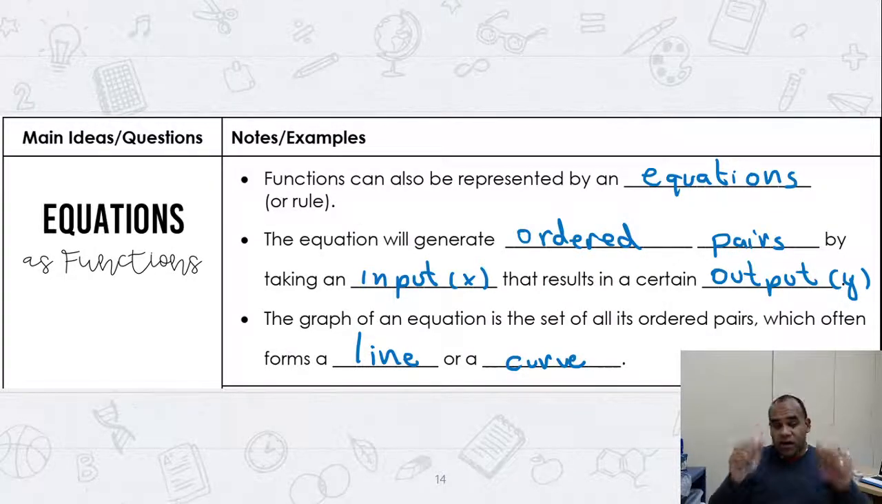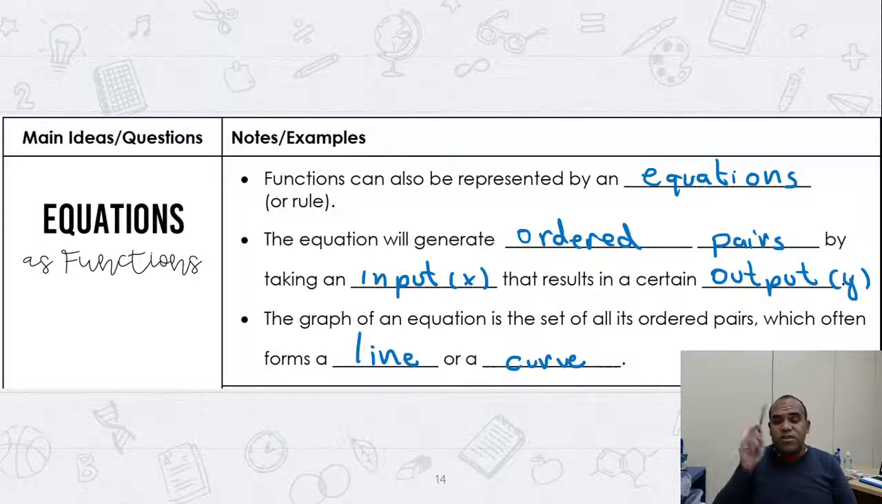I hope you remember our class about equations and functions. Just a quick review, I promise, very quick, to remember what to do to study for your future summative test, okay? Right now, guys, functions, what is it? Functions can also be represented by an equation, or rule. Remember, what is a function first?